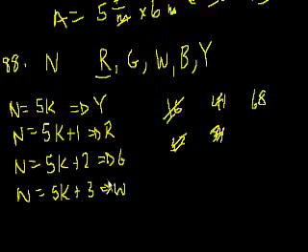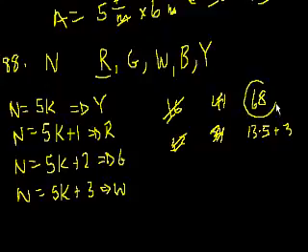68, that is a multiple of 5 plus 3. It's 65 plus 3, right? 65 is 13 times 5. That's equal to 13 times 5 plus 3. So the choice is E. Problem 89.